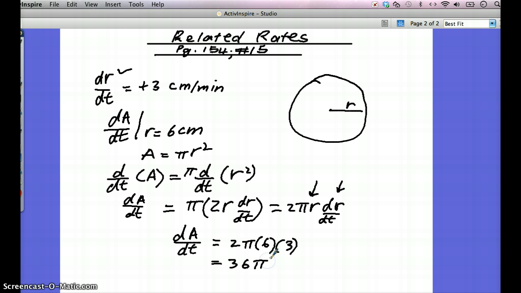I wonder if someone could give me the units. How area is changing with time. We've got centimeters, and area, you know, here would be centimeters times centimeters. So it would be centimeters squared per minute.